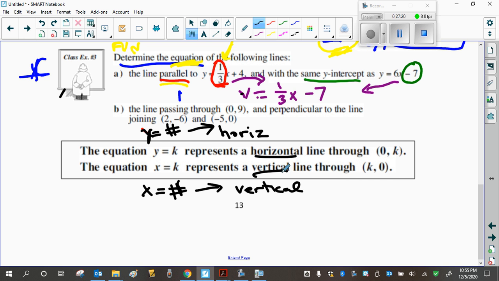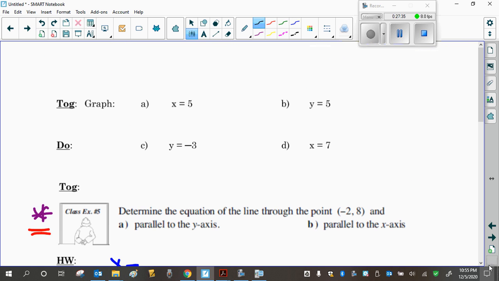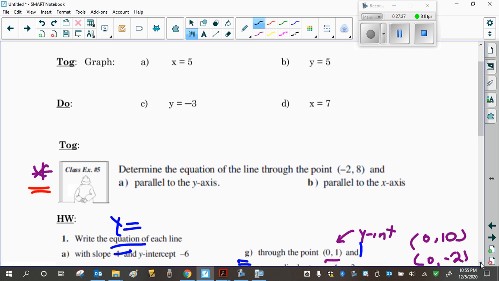And you'll see that on the top of the next page. Slippage. Okay, so y equals number is horizontal, x equals number is a vertical line. What does that mean? That means if I ask you to graph x equals 5, you need to know how to do it. So graph x equals 5 and y equals 5.